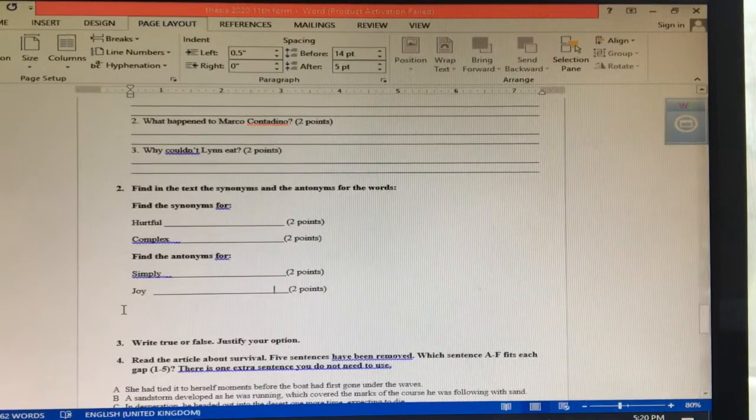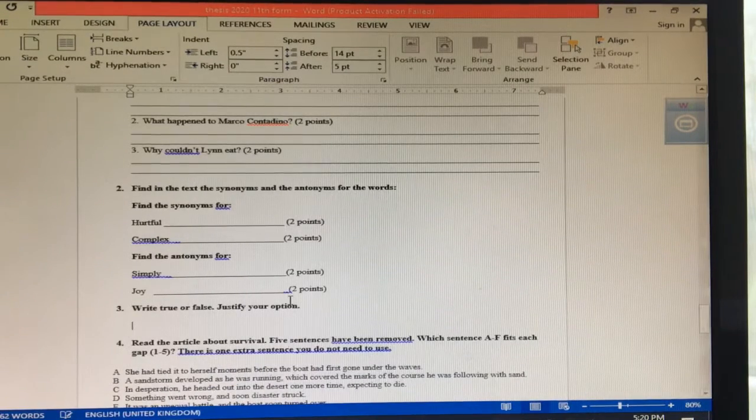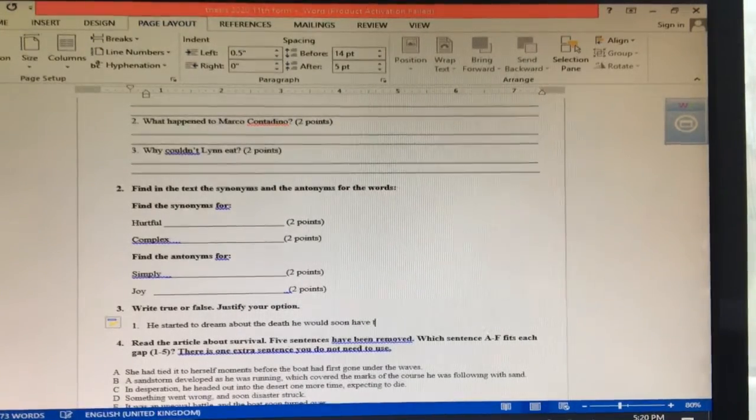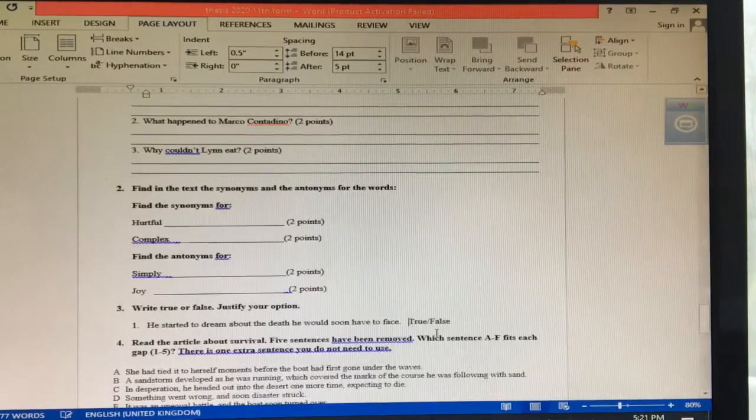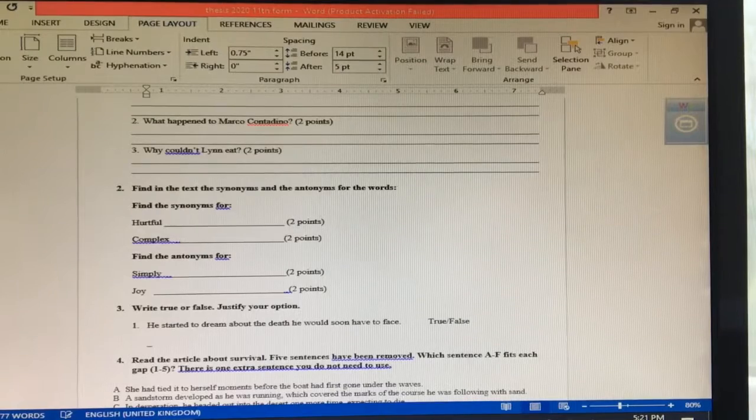So next we have to write the true or false sentences, and it's really important for the students to know that if they don't circle anything, they don't get the points at all. So again, according to the baccalaureate exam, we have true or false here, because there are 2 people in the text. He started to dream about death, because we spoke about survival. He would soon have to face, and it's a little bit different because the text is paraphrased. So we have here true/false, and the students have to circle, and also identify and give the argument why.